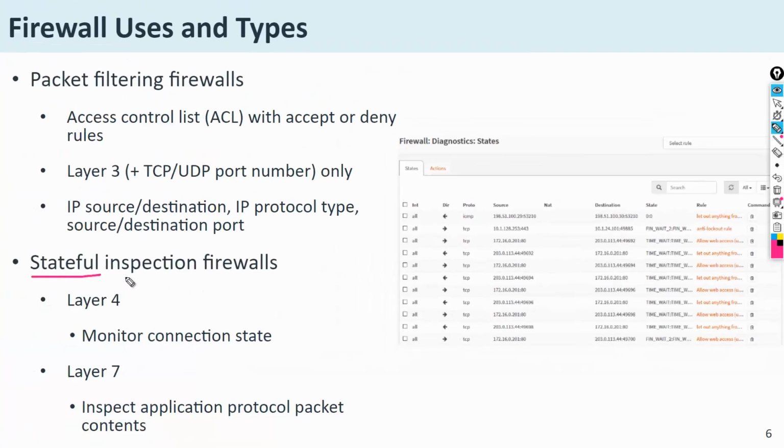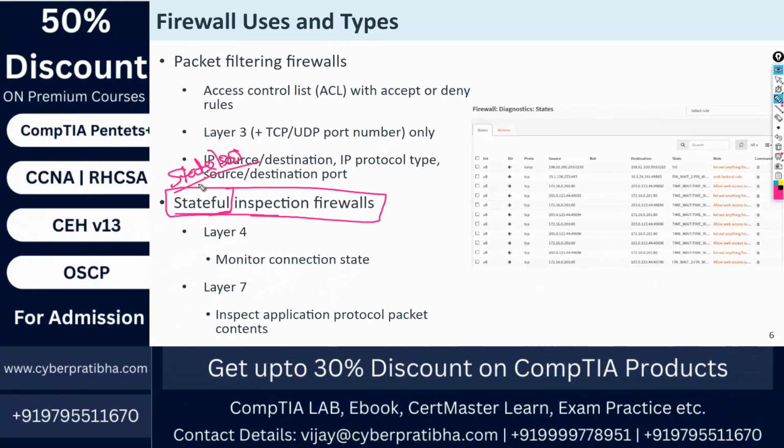Stateful inspection. Stateful and stateless. There are two terms generally used in cyber security, or in a configuration on a network, in a server or in a technology.